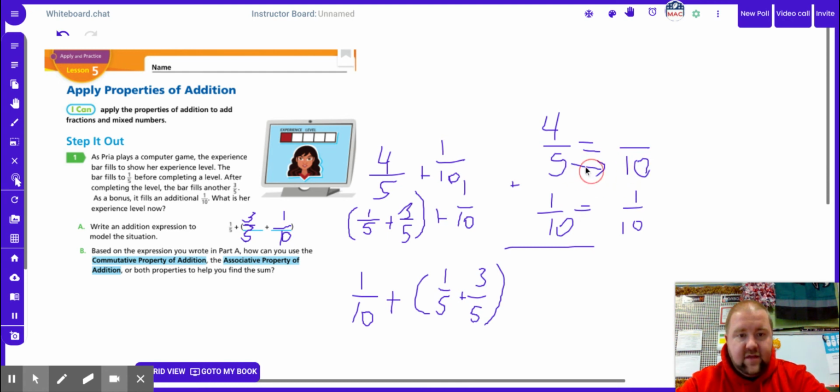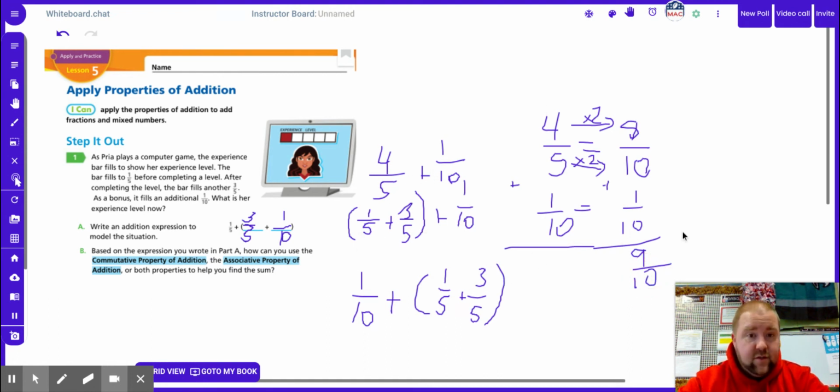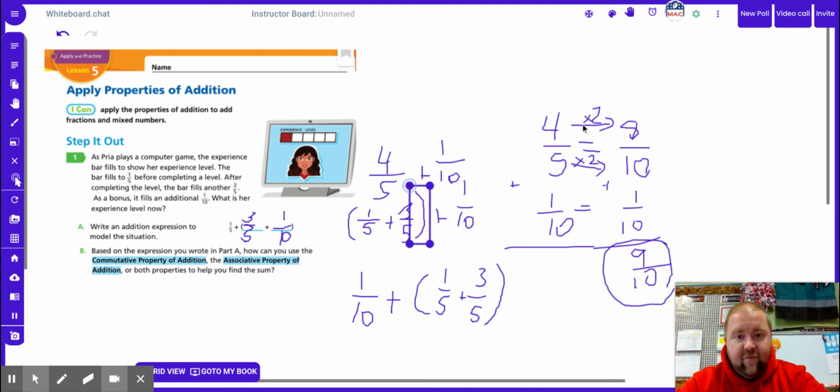How did I get from 5 to 10? I multiplied by 2. So I have to multiply the numerator here by 2 as well. All right, so then I get 8 over 10. And when I add 8/10 plus 1/10, that's going to give me 9/10 right there. And that gives me the answer to my problem, which would be 9/10. So the question is, what is her experience level now? Her experience level now would be 9/10, because we did 4/5 plus 1/10 to give me that total.